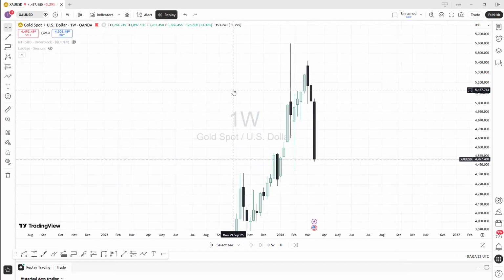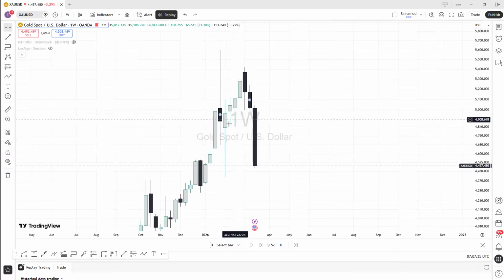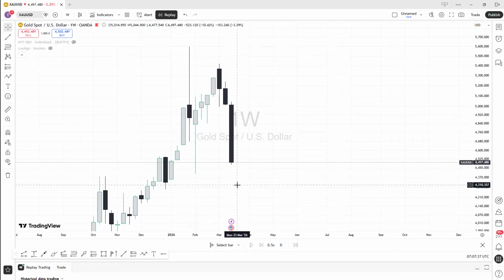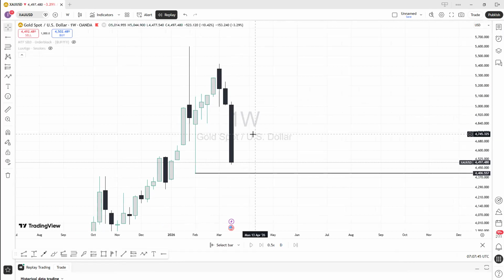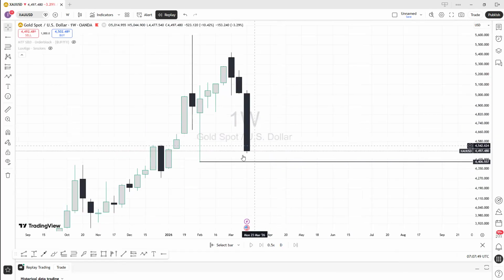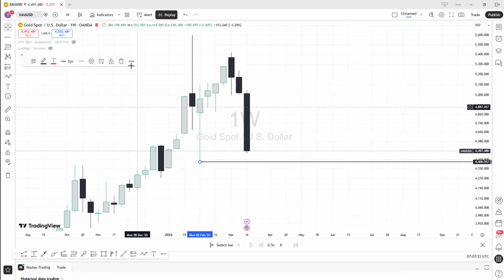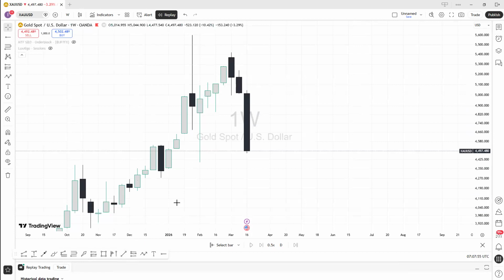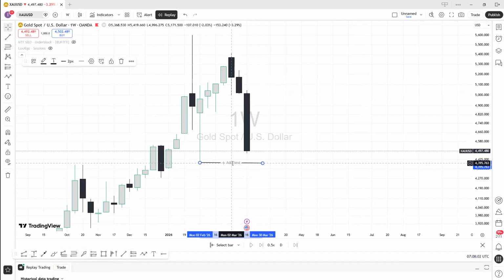On the weekly time frame, we have market structure like this. You can see last week's candle closed bearish with very huge volume, a very strong bearish close. Also here we have sell side liquidity. So expect next week price will drop to take out this liquidity.